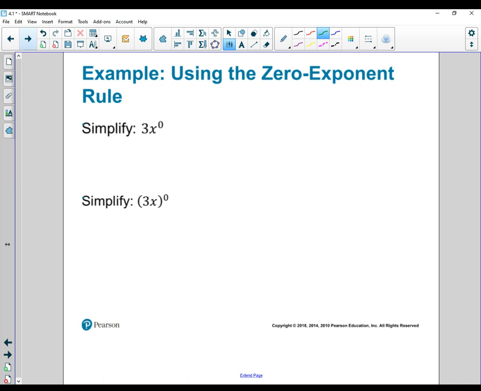So again, you just have to be extra careful of where your exponents actually are. 3 times x to the 0, x to the 0 is 1. 3 times 1 is just 3. Now this whole thing, 3x to the 0, is just going to be 1, because anything to the 0 is 1. And since it's this whole chunk to the 0, the whole thing is 1. This is important.